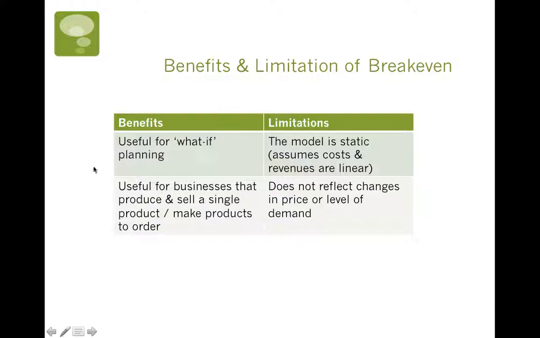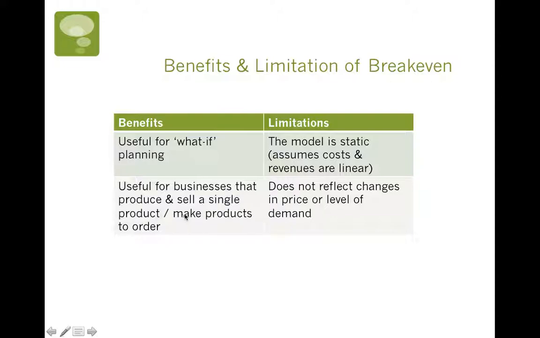So it's useful for what-if scenarios. It's also really useful for businesses that sell single products and make products to order. And the reason being is that the break-even chart relies upon a singular price and a singular average variable cost. So if you have multiple products, it's likely that each of your products will have a different price and a different variable cost. So your break-even chart is going to be an average price and an average variable cost of different products that you make. So it's more accurate for businesses that just sell one product.